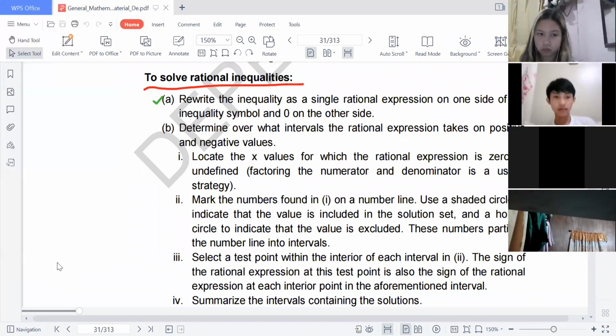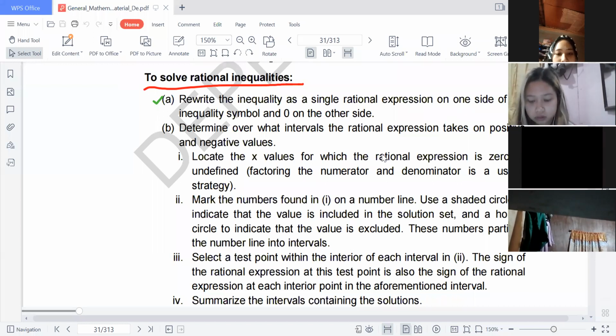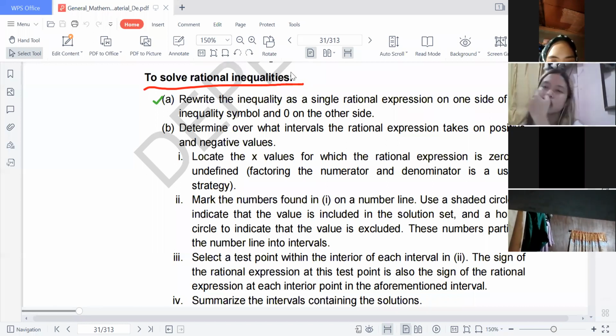Can you read the first step, Sheldon? Yes, sir. Rewrite the inequality as a single rational expression on one side of the inequality symbol and 0 on the other side. Did you get the statement? Rewrite the inequality as a single rational expression on one side of the inequality symbol and 0 on the other side.